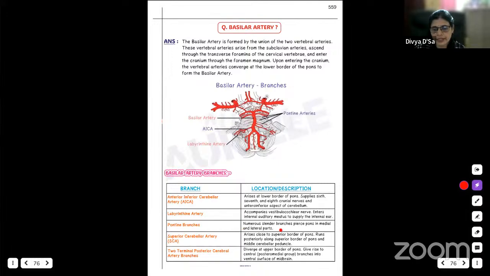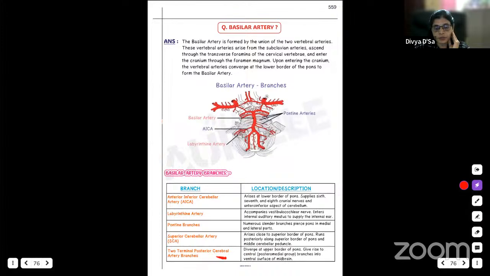Pontine branches are slender branches piercing the medial and lateral parts of the pons. It pierces and supplies the pons. Then superior cerebellar artery arises close to the superior border of the pons, runs posteriorly along the superior border of the pons and middle cerebellar peduncle. So basically, it supplies the cerebellum as well as the adjacent parts of pons and medulla.